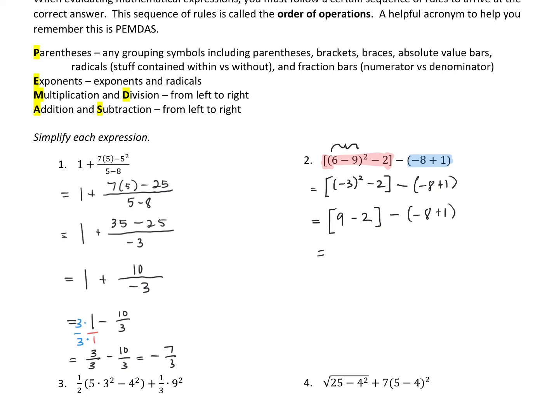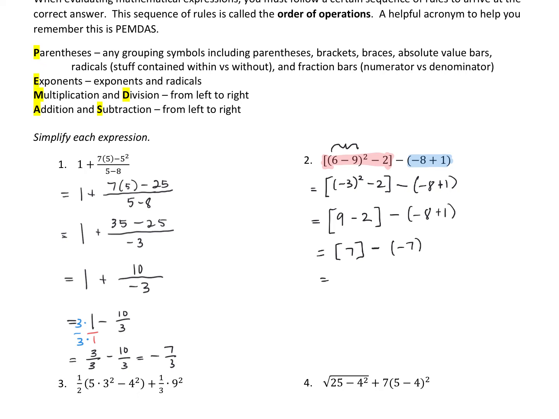All right, now I can do the subtraction or addition in each group. So 9 minus 2 is 7, minus negative 8 plus 1 is negative 7, right? You have a negative 8 and a positive 1. Since those are different signs, you subtract and keep the sign of the larger number. 8's bigger than 1, so you keep that negative, right? You can also think of this as being $8 in debt and then earning $1, so now you're only $7 in debt.